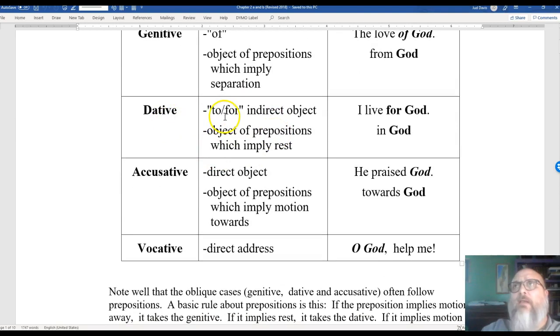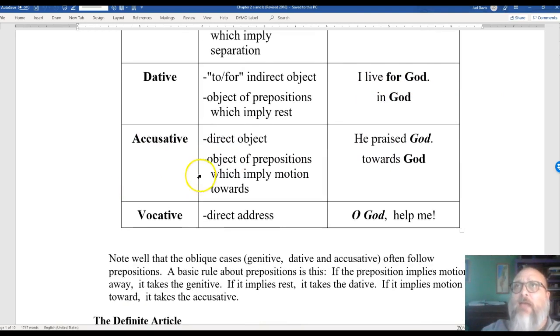The dative is the indirect object. So in the sentence, I live for God, an indirect object is the person to or for whom the action of the verb is done. And in Greek, you're not going to have a word to or for. You're just going to put the word God in the dative case.